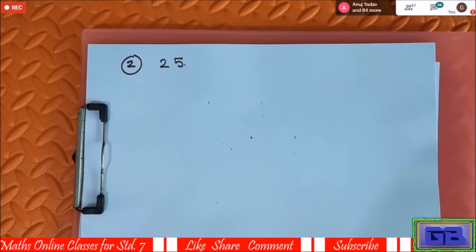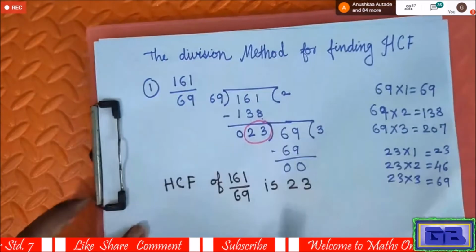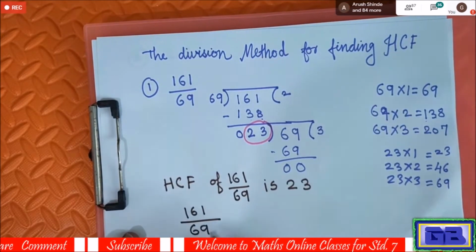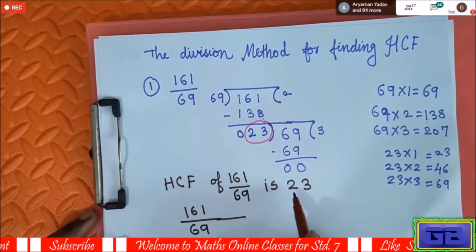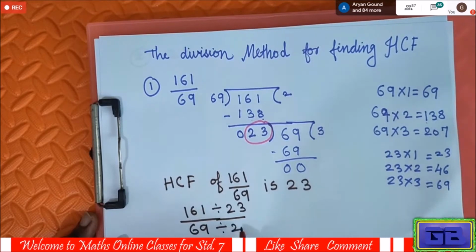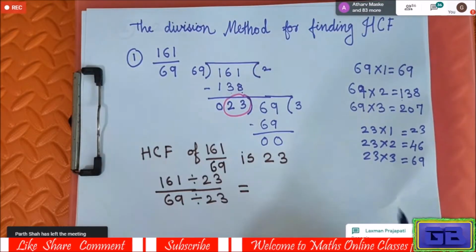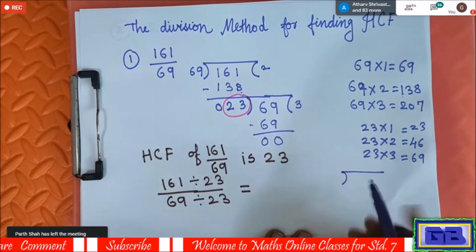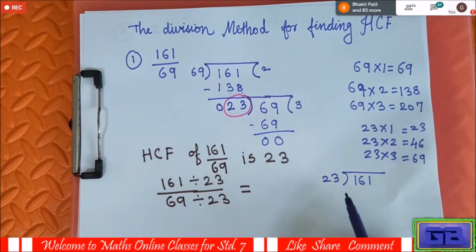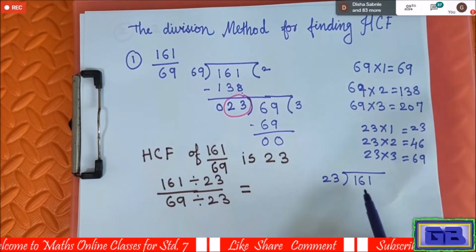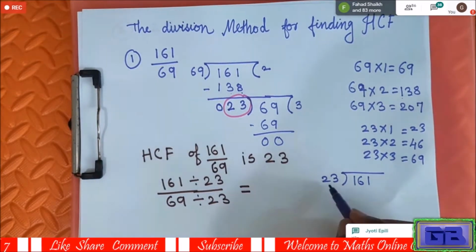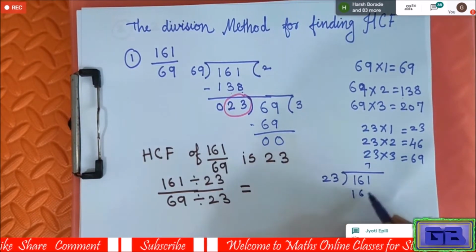Understand? Okay, we'll take the reduced form. Now 161 by 69. Once you get the HCF, we have to divide both the numbers by the HCF. Divide it. 7/3, sir. 161 by 23. Now tell me, in the table of 23, 161 comes? 7. Yes, 23 sevens are 161.